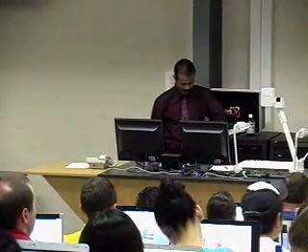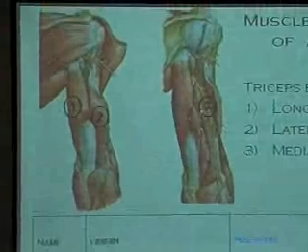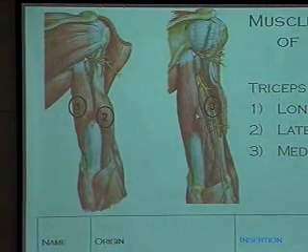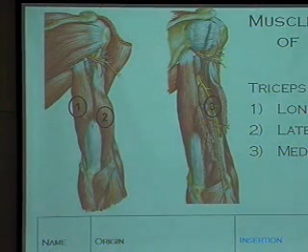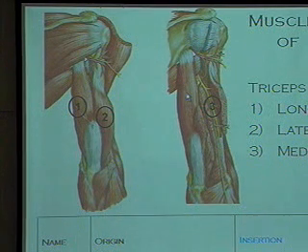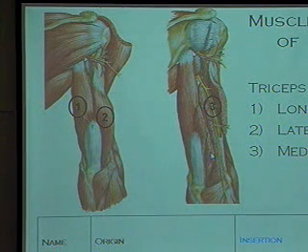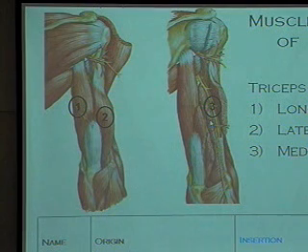The muscle at the back of your arm, triceps. How many heads are there? Three. That's why it's called triceps. So what we see is long head, lateral head. Deep to lateral head is the medial head. Here, the lateral head is cut. This is the long head. The lateral head is cut. When you cut lateral head, you'll see the medial head.